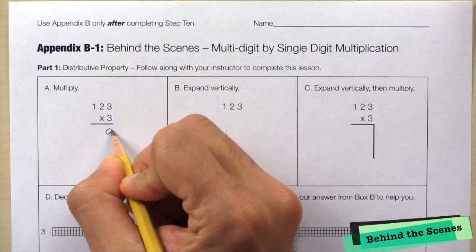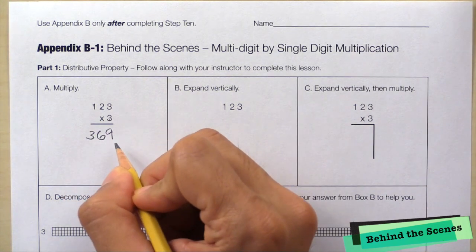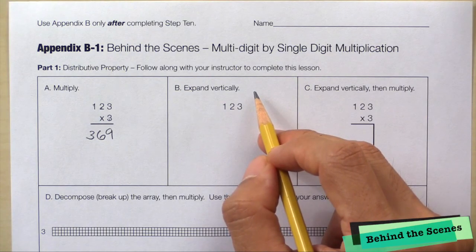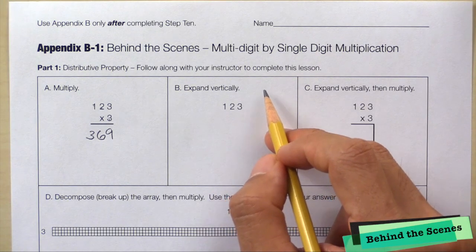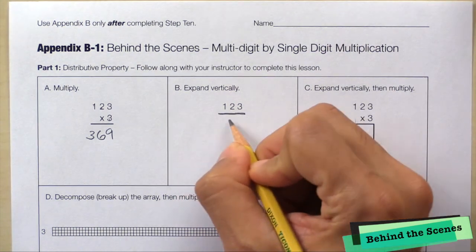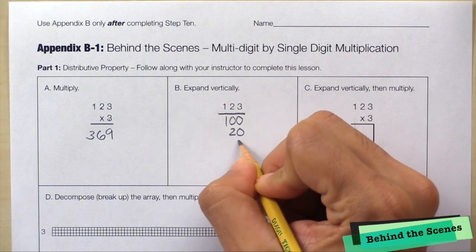So here we have 9, 6, and 3. Our final answer is 369. Here's box B. We're going to expand vertically. So 123 means the same as 123.